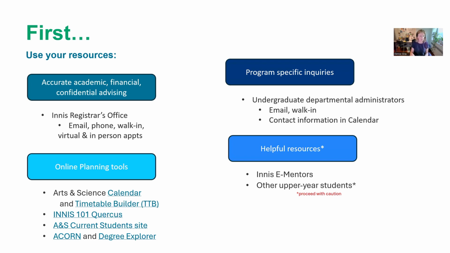You can email us, you can call us, you can drop in, you can schedule an appointment. We take appointments virtually and in person. There's lots of ways to reach us. Online planning tools: the academic calendar and the timetable builder. The academic calendar is a session I just finished going through. The timetable builder is what we're going to talk about now.